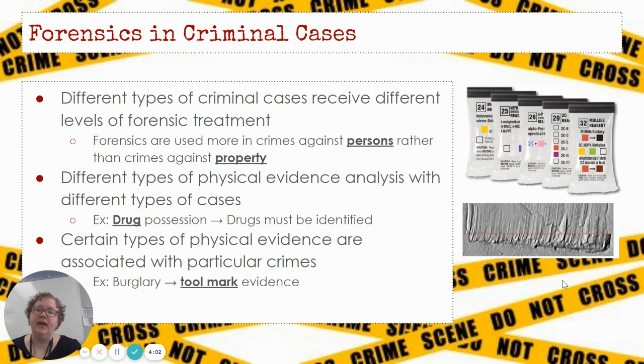Different types of physical evidence analysis are going to obviously go with different types of cases. For example, a drug possession case is going to involve more toxicology with identifying the types of drugs and amounts and things like that. We mentioned before, DNA evidence isn't going to be in every single case. It's only going to be in cases where it's absolutely necessary. So just keep in mind, not every type of evidence is in every single kind of case. And certain types of physical evidence are associated with particular crimes. For example, burglary is associated with tool mark evidence. Tool mark evidence would be like the remnants left behind from using a crowbar, for example, to pry open a door or a window. That's the type of evidence you wouldn't necessarily see with a crime like, I don't know, rape, for example.